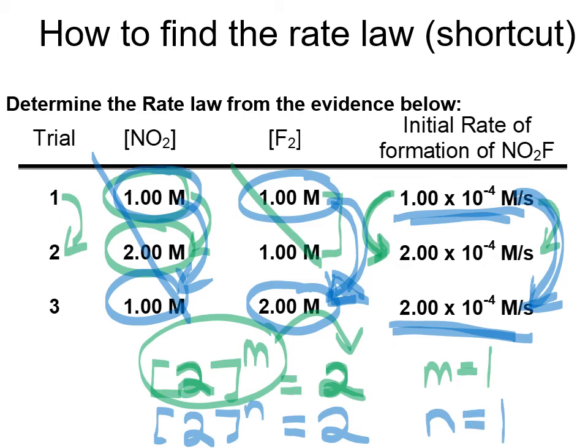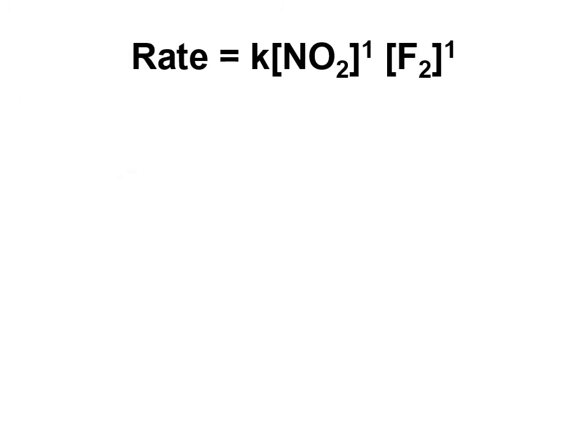So you can look at the data, and as long as the numbers are relatively easy to work with, you can do it. Otherwise, just pick up a calculator and look at what the changes are. But same idea, much faster way of doing it. So there's our rate law. We know that NO2 has a linear effect on the rate, and so its exponent must be 1, m equals 1. And F2's concentration change also has a linear effect on the rate. The n value, the exponent, must also be 1.